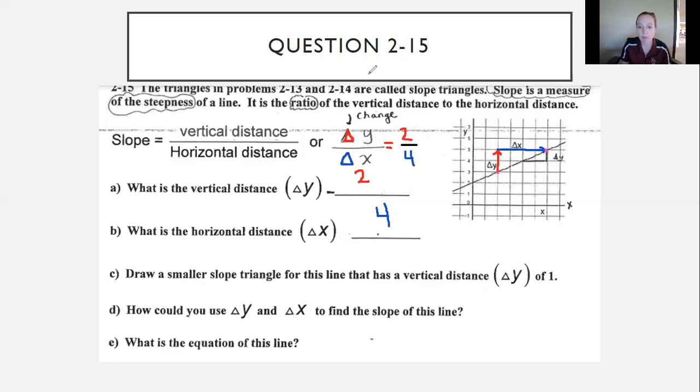Now, algebra 1, very important. If you can reduce that, you should. So that's what question C is asking. Can you draw a smaller slope triangle for this line that has a vertical distance of 1? Sure you can. Your slope triangles can be lots of different heights.